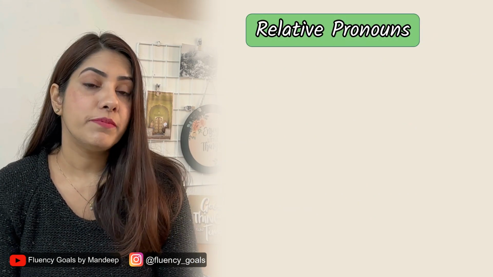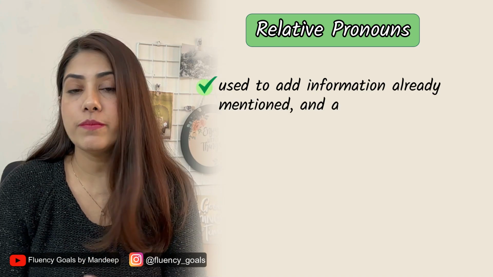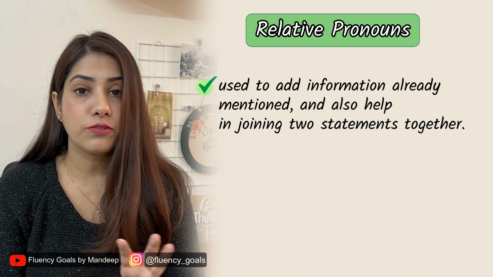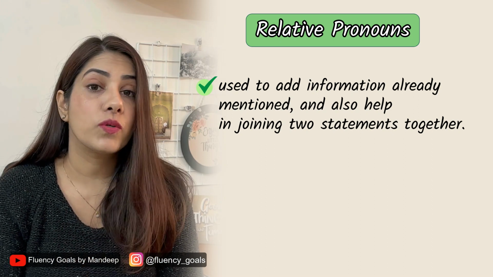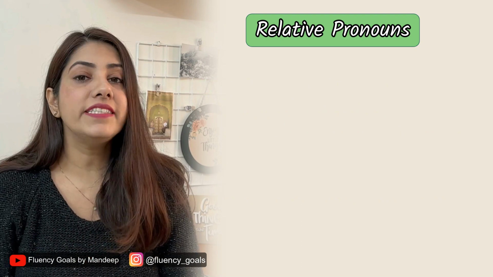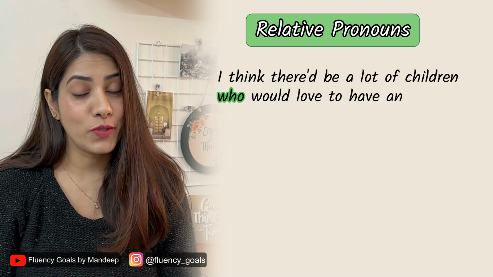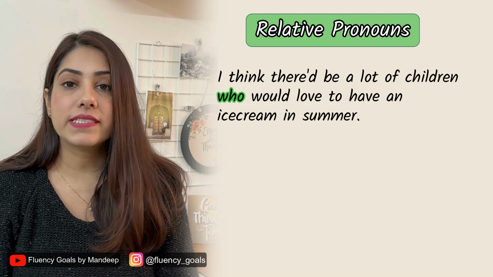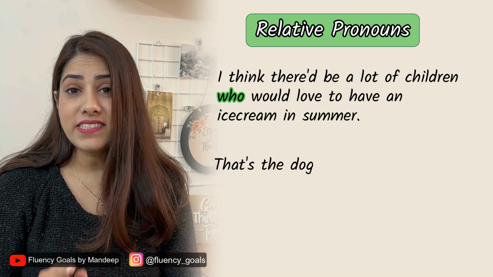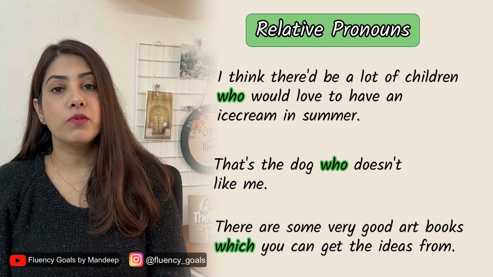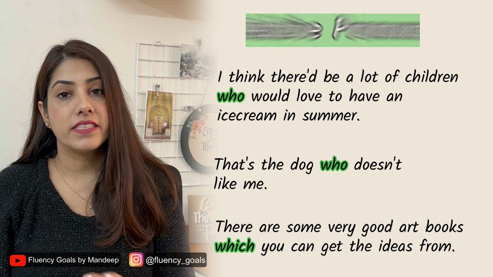Moving on to relative pronouns. Relative pronouns are used to add information about a noun already mentioned, and they also help in joining two statements together, like the words who, whom, whose, which, that. I think there would be a lot of children who would love to have an ice cream in the summer. Here, who is a relative pronoun. That's the dog who doesn't like me. There are some very good art books which you can get the ideas from.